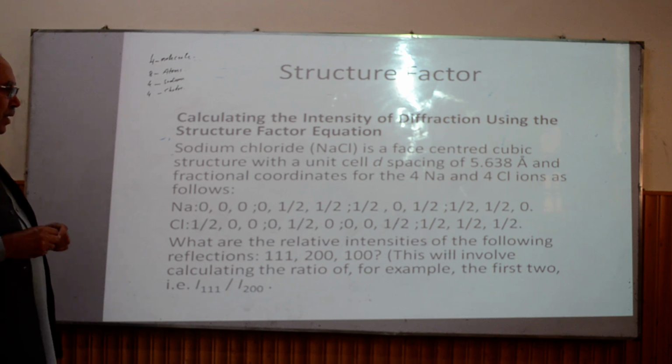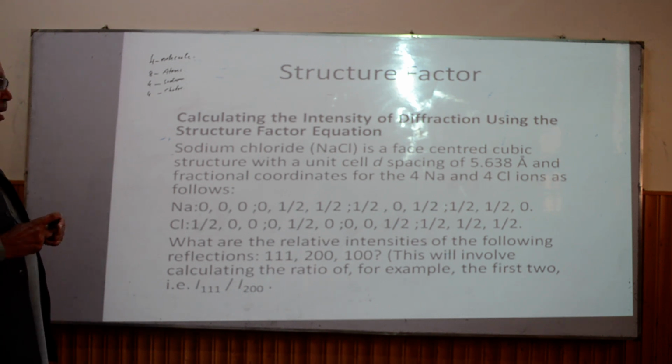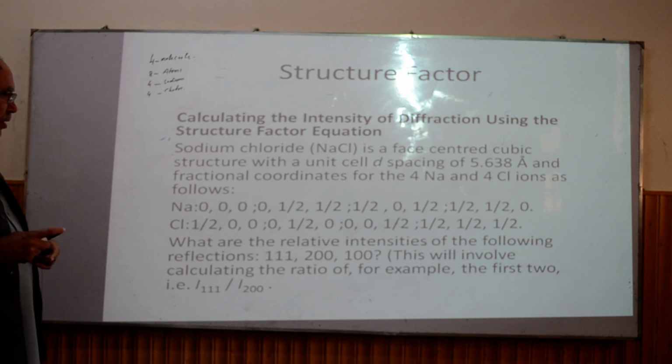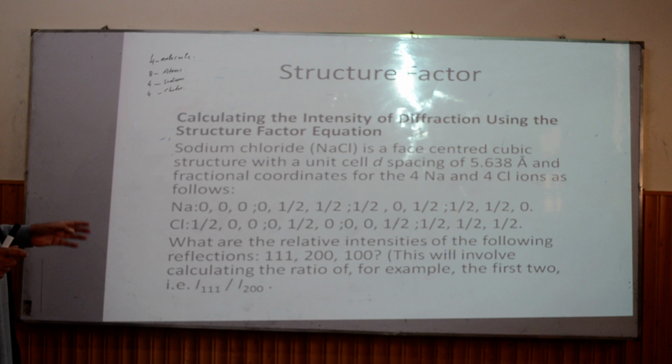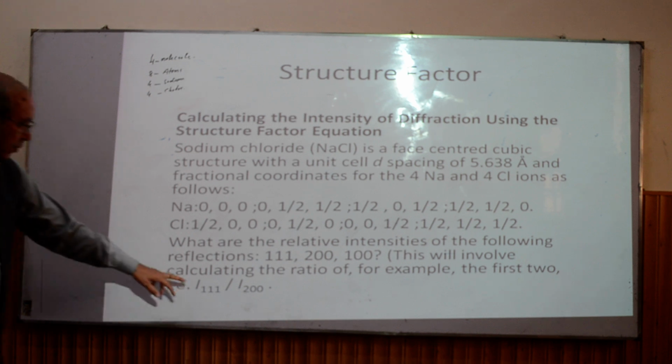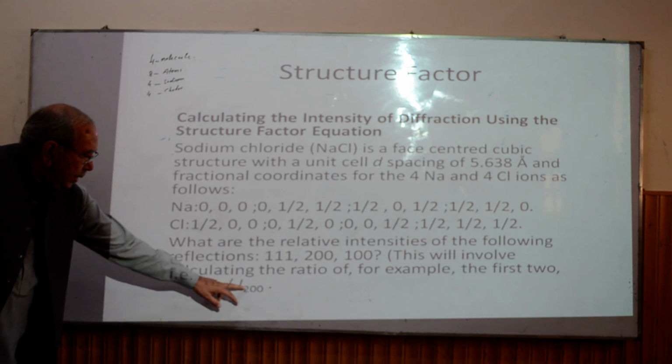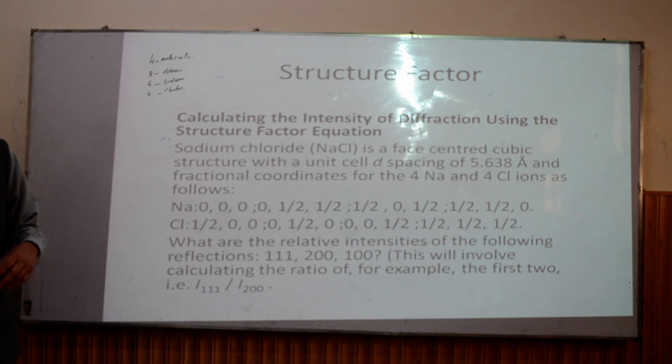Now, what are the relative intensities of the following reflections: 111, 200, and 100? This will involve the calculation of the ratio of the first 2, that is, the intensity of 111 divided by the intensity of 200.